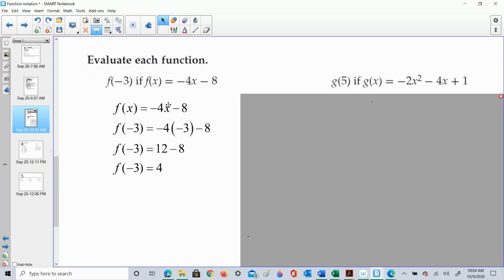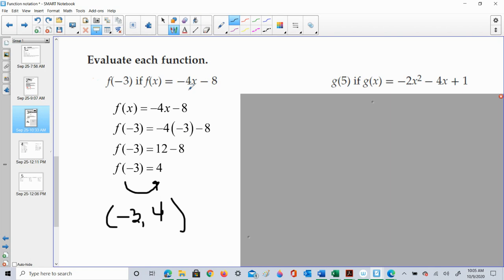F of x is 4x minus 8. F of negative 3 means we replace the x with negative 3. Negative 4 times negative 3 is positive 12. 12 minus 8 is 4. So this is how we would write it: f of negative 3 is equal to 4. And that just means that we have an ordered pair, negative 3, comma 4. That's a solution to this equation.